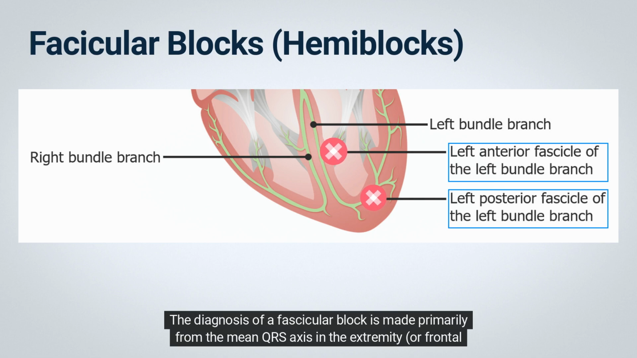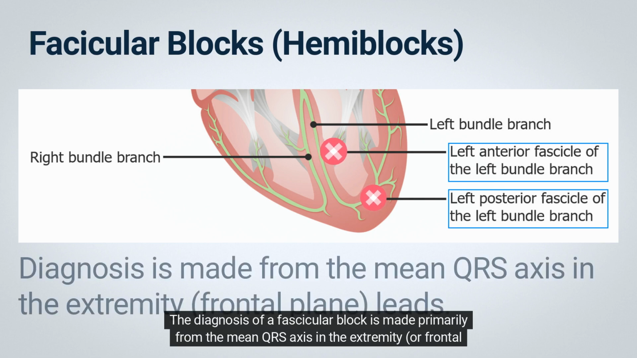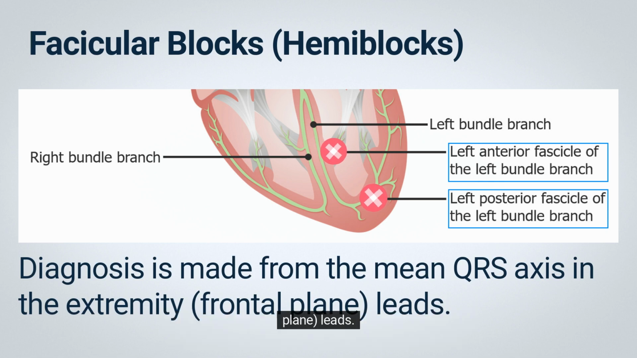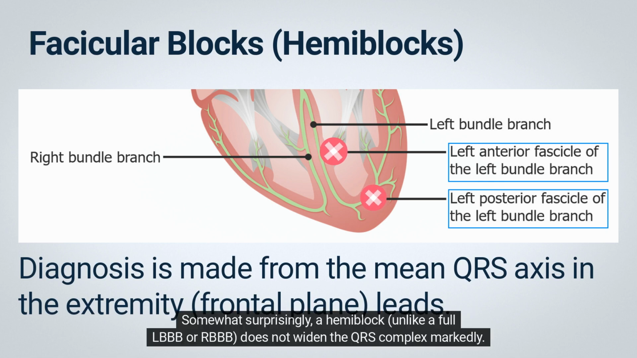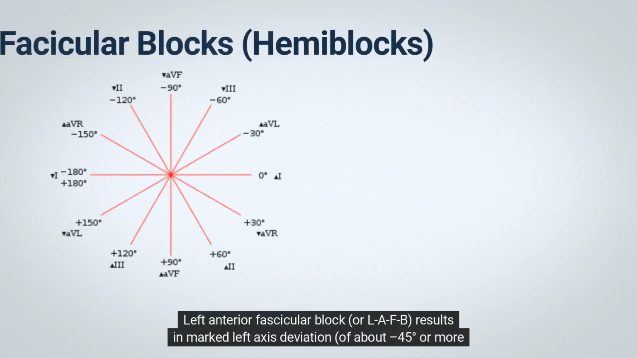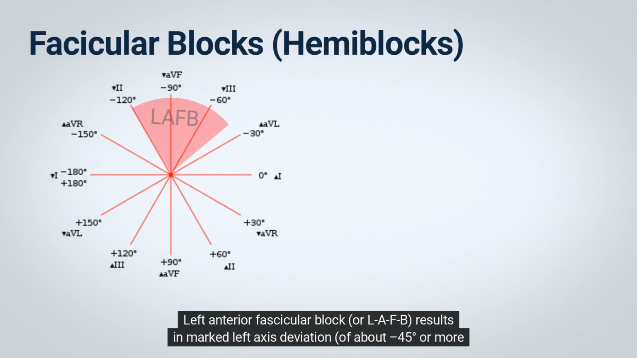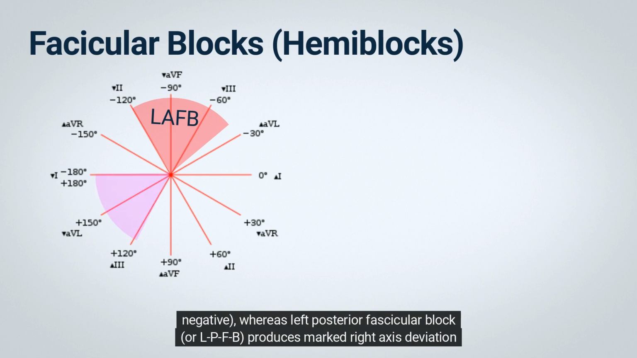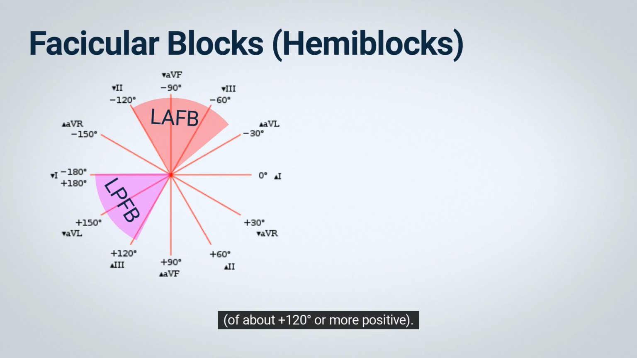The diagnosis of a fascicular block is made primarily from the mean QRS axis in the extremity or frontal plane leads. Somewhat surprisingly, a hemiblock, unlike a full LBBB or RBBB, does not widen the QRS complex markedly. Instead, it shifts the QRS axis. Left anterior fascicular block, or LAFB, results in marked left axis deviation of about minus 45 degrees or more negative, whereas left posterior fascicular block, or LPFB, produces marked right axis deviation of about plus 120 degrees or more positive.